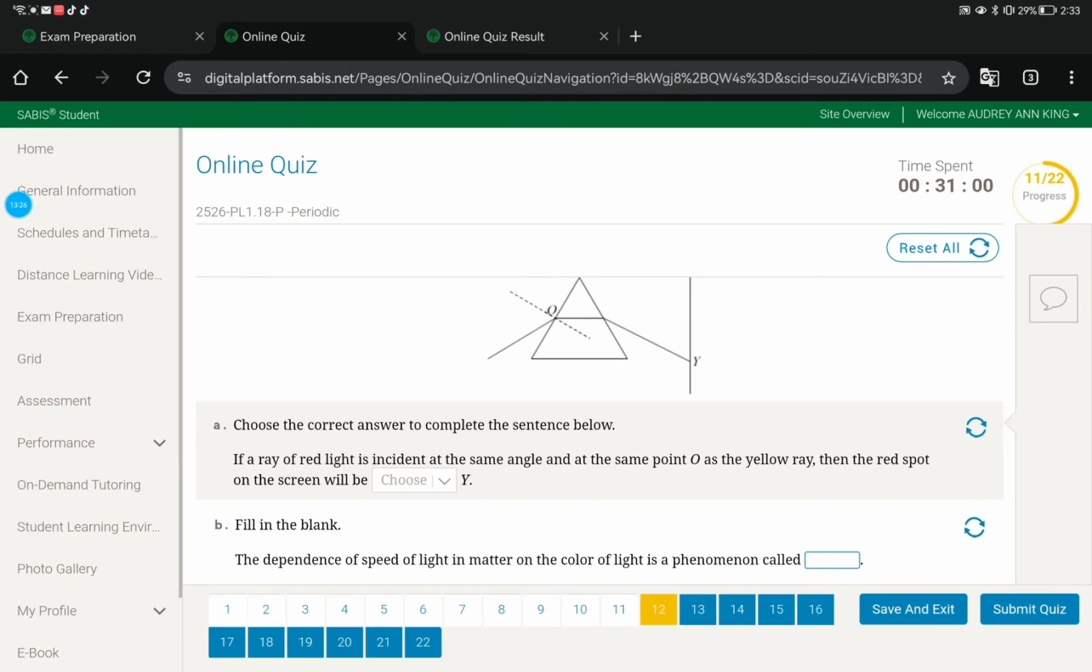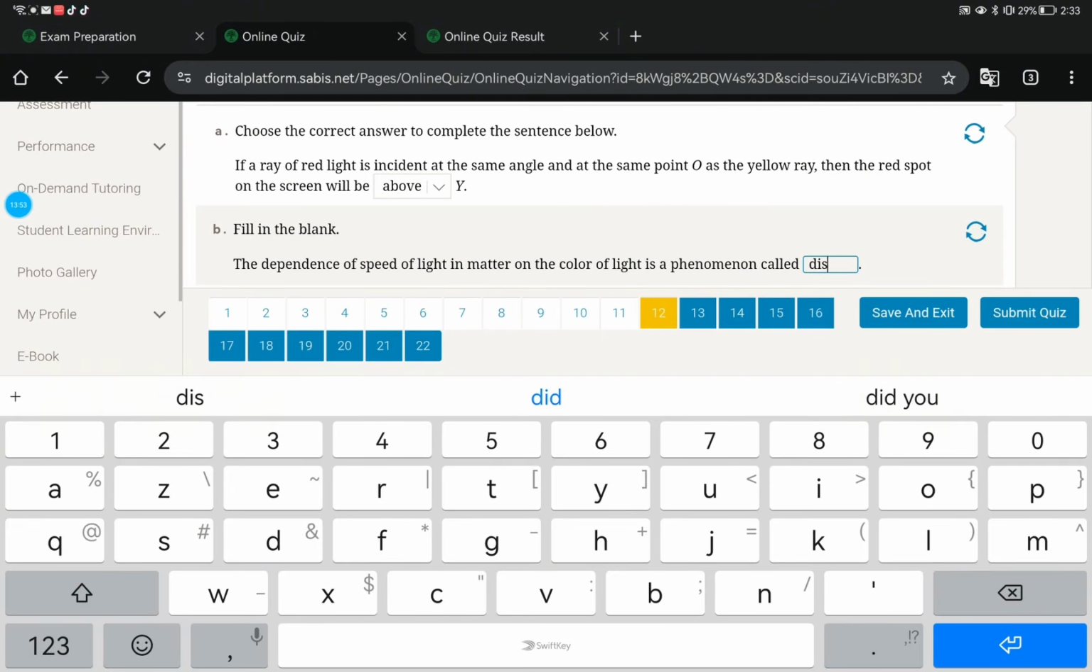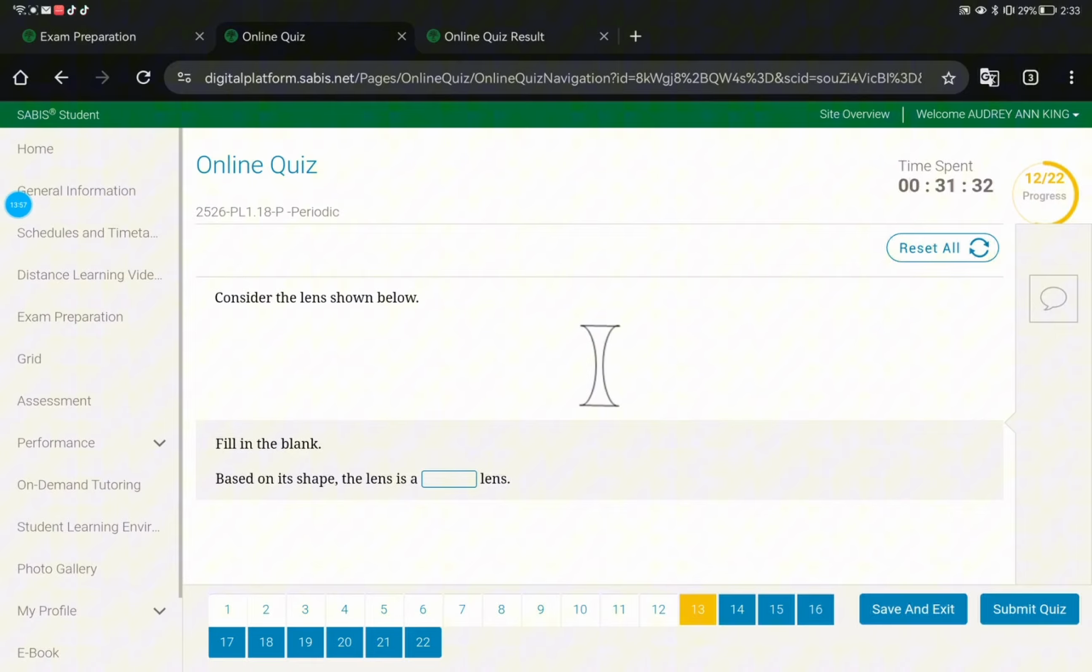Okay, so red light has a longer wavelength than yellow light. So that means the refractive index of the material is lower for longer wavelengths. Therefore, the red light will bend less than the yellow light when entering and exiting the prism. So, as a result, the red spot on the screen would be above Y. The dependence of speed of light in matter on the color of light is a phenomenon called dispersion. You just have to learn this one, what dispersion means.